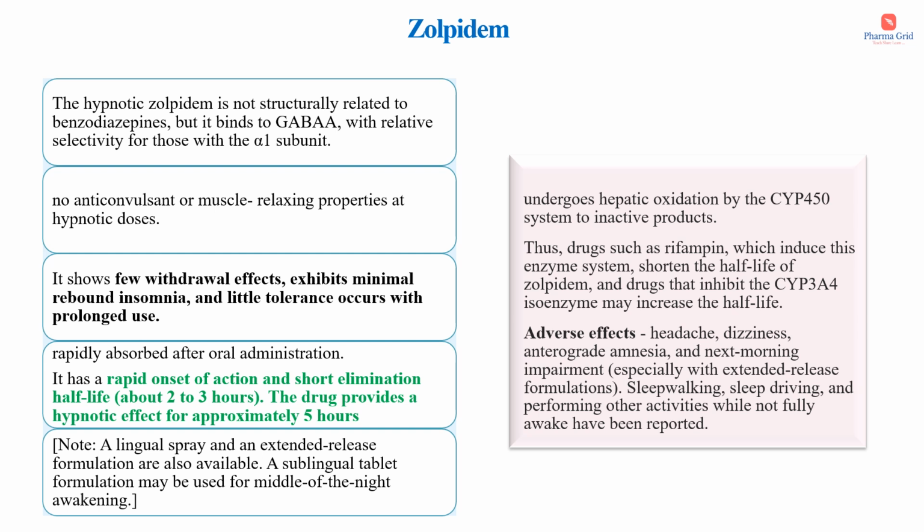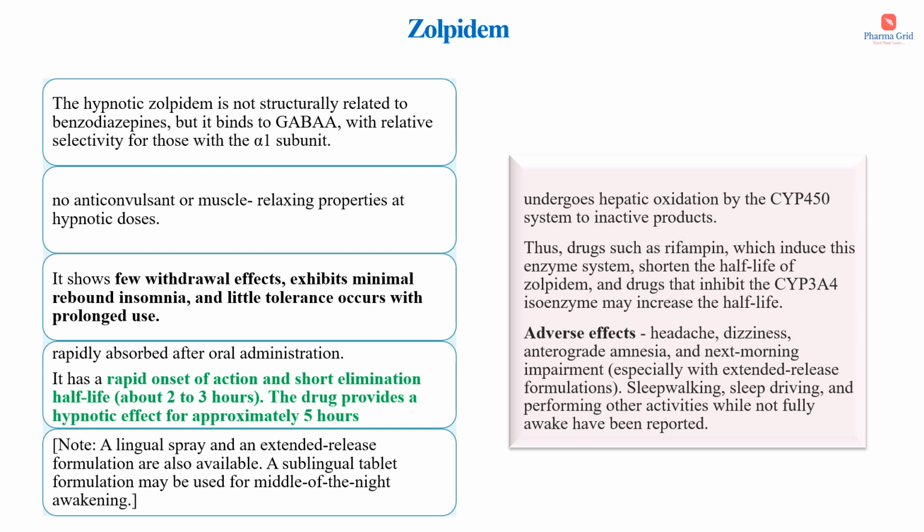Rapidly absorbed after oral administration, it has a rapid onset of action and short elimination half-life. Rapid onset, in the sense, what do you mean by onset? It is the time at which a particular drug produces its action. So zolpidem has a rapid onset of action and a short elimination half-life. Short elimination half-life means half-life is about 2 to 3 hours. The drug provides a hypnotic effect for approximately 5 hours. That is, the duration of action is 5 hours.